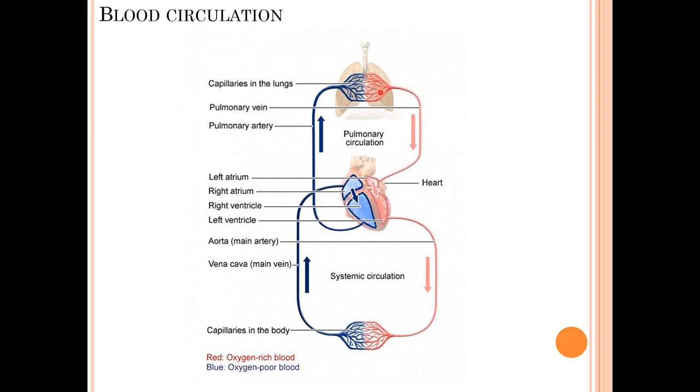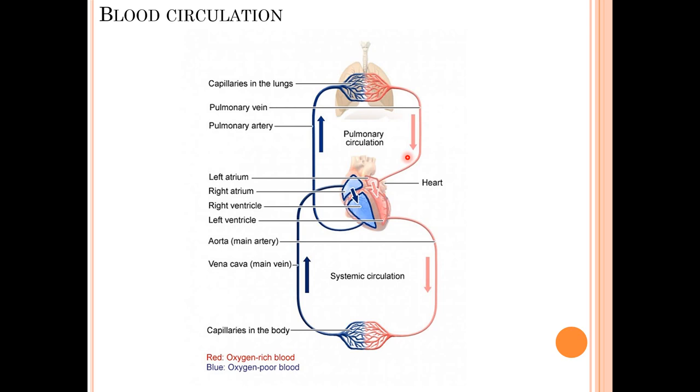And this blood vessel, after oxygenation, is going back to the heart, so it is a vein. This is the pulmonary vein. But the blood inside it is oxygen rich, it is oxygenated. So we do not depend on the type of blood when we define an artery or vein. We depend on the direction of blood flow.